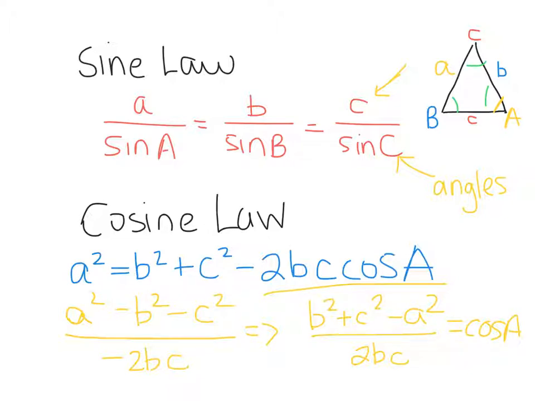But the blue and the yellow formulas are actually identical. They're just rearranged. So it's helpful to know both, or to be able to rearrange it, because the little letter lets us solve for the missing side, whereas the capital lets us solve for the missing angle.